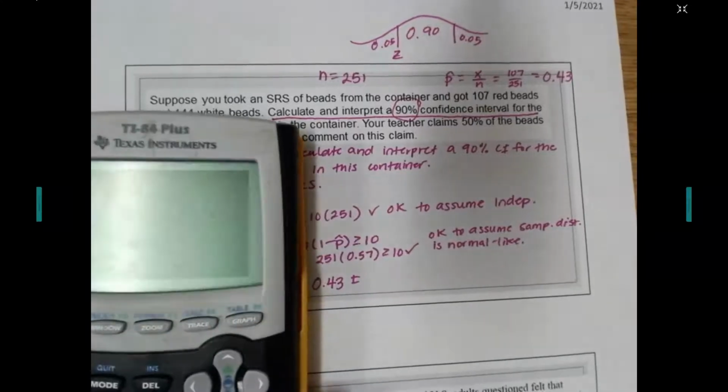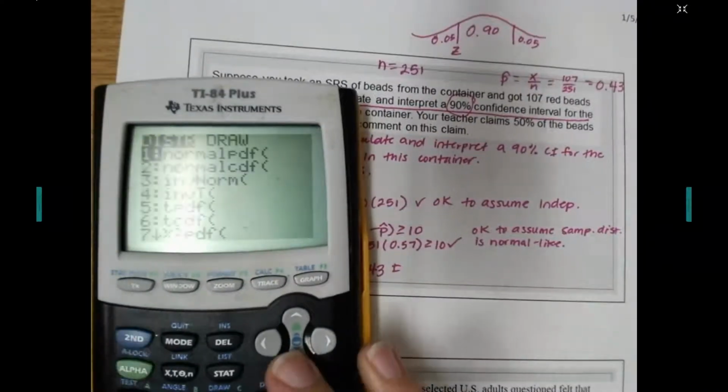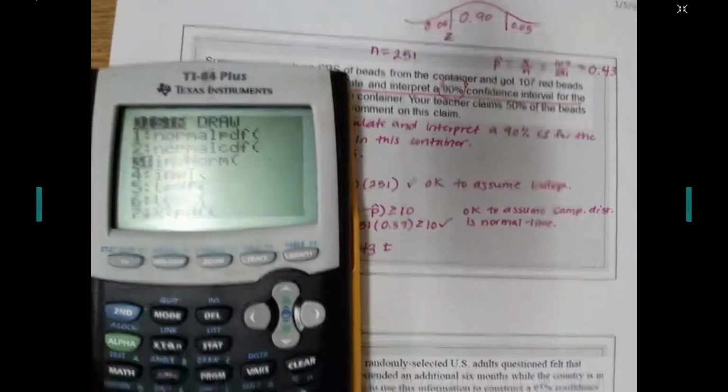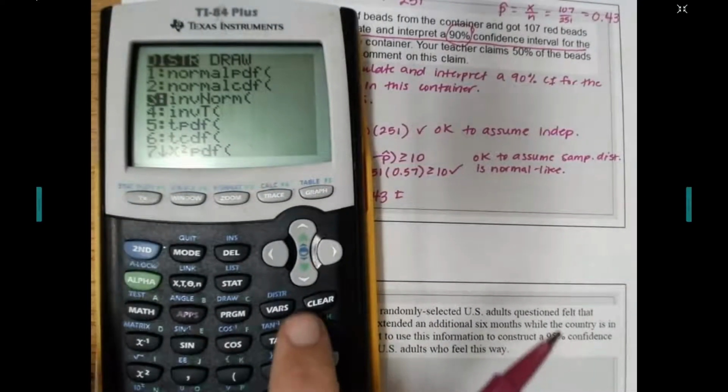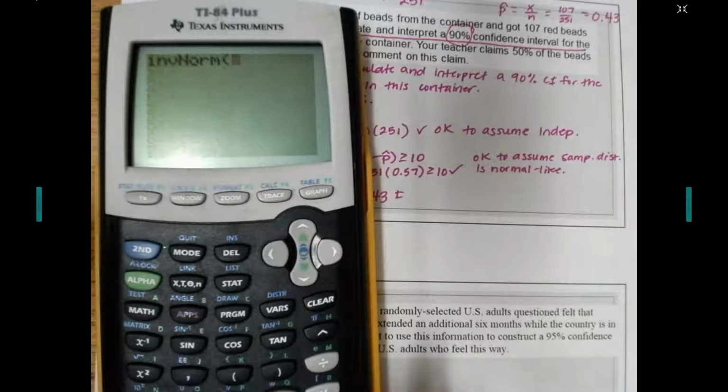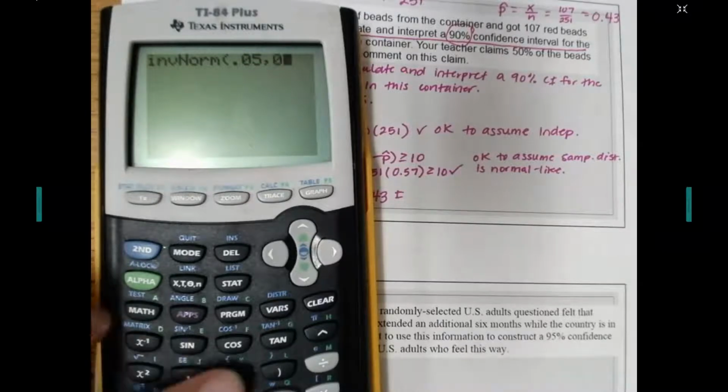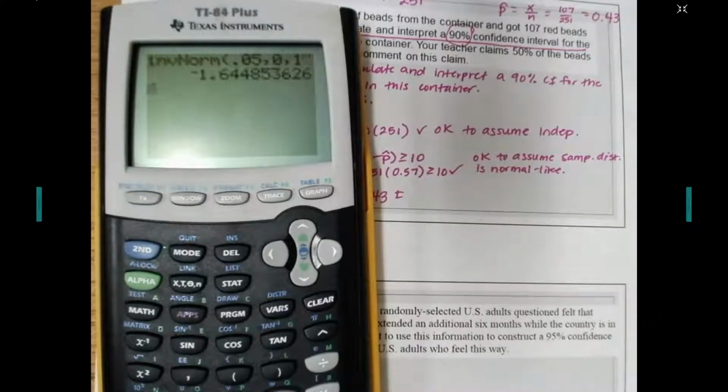Or we learned you can use your calculator. You can say second, bars, go to inverse norm. And you type in the area to the left, so that's 0.05. Then the mean is 0, standard deviation is 1, because the Z-score at the mean is 0, and the standard deviation for Z-scores is 1. If you hit enter, there's your Z-score. Now remember, if it's the lower end, it's going to be negative, and the upper boundary is going to be positive, but they're both 1.645. Okay.